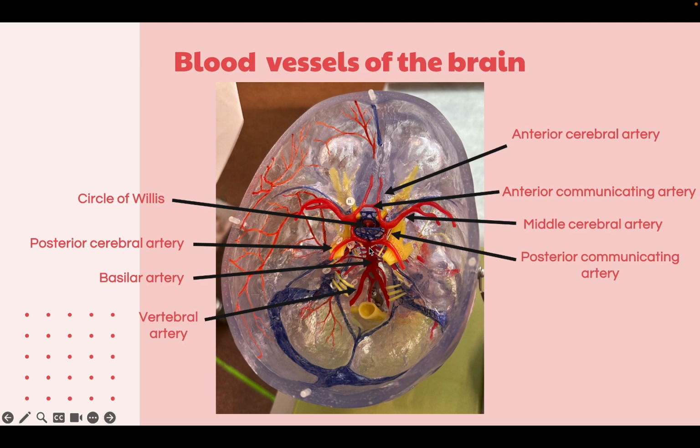Going down further, we can see the basilar artery here. And further down, we could see the vertebral arteries, which will go through the transverse foramen. And these all supply blood to our brain.